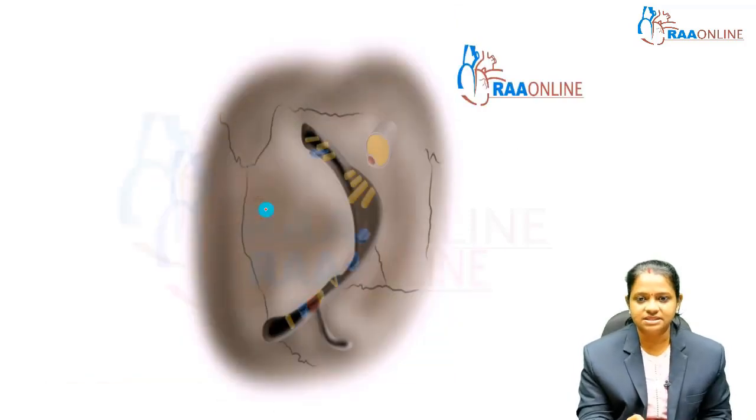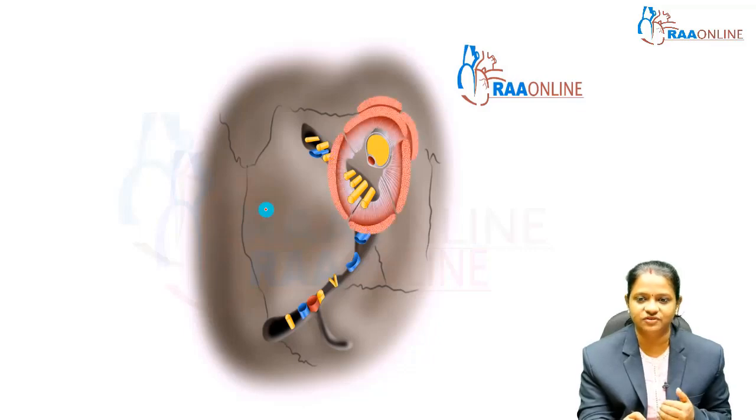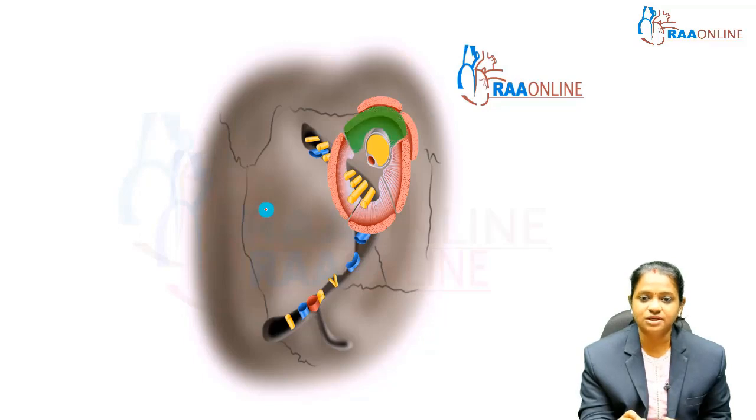The recti muscles are named according to the part from which they take their origin. So, the medial rectus takes origin from the medial part of the ring, inferior rectus from the inferior part of the ring, the lateral rectus from the lateral part of the ring, and the superior rectus from the superior part of the ring.